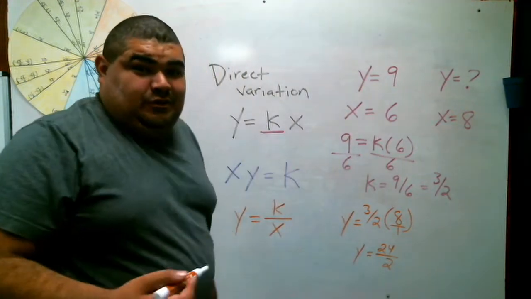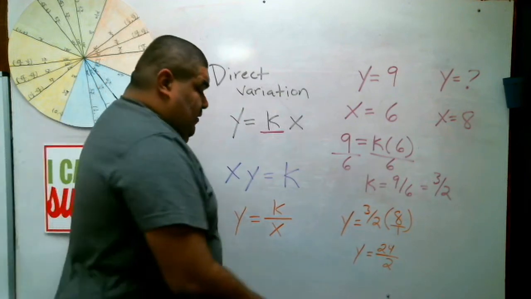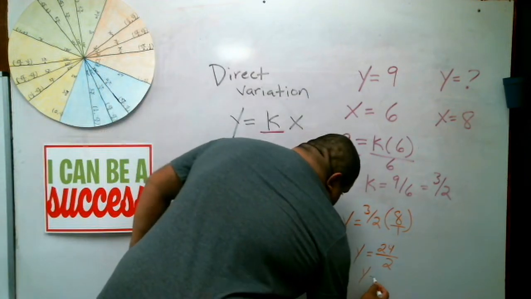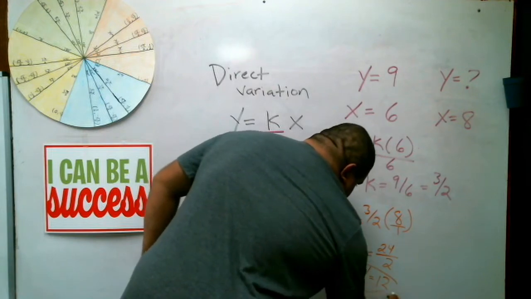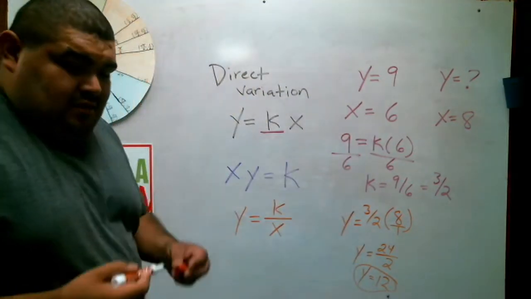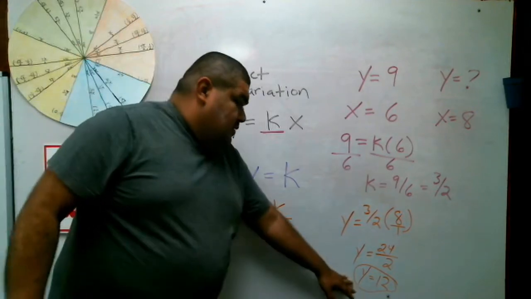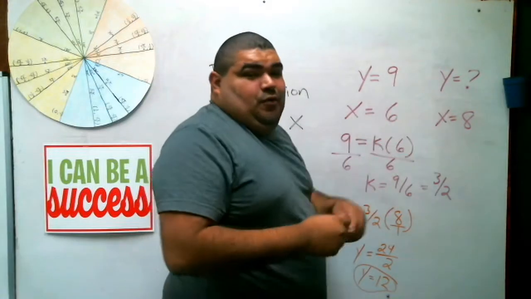it, always reduce it, guys, okay? We have y equals 12. And that is our answer, okay? So y equals 12 in this formula.